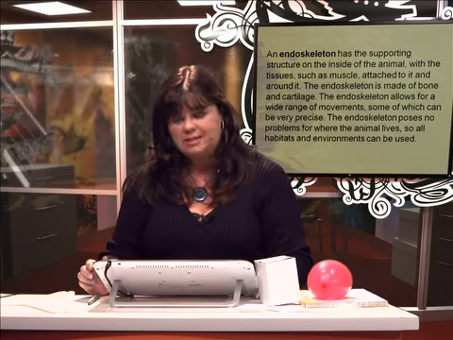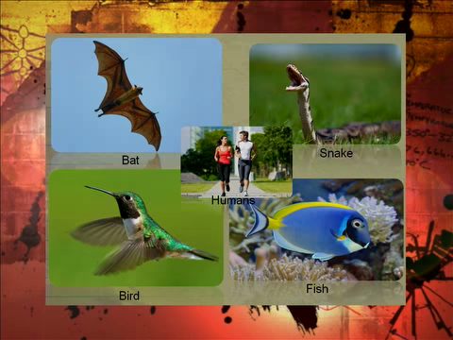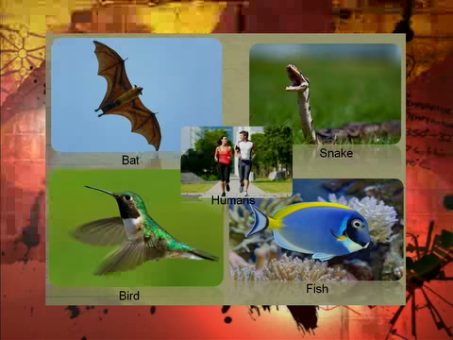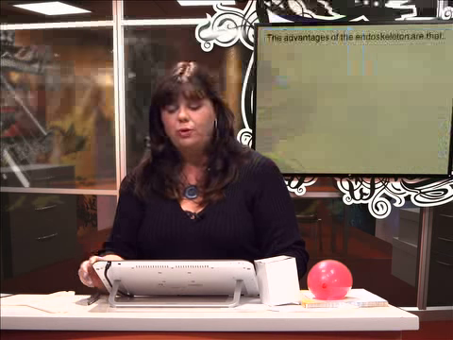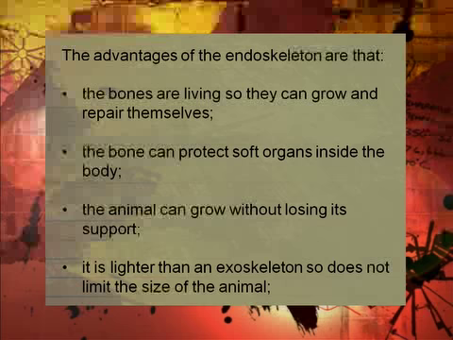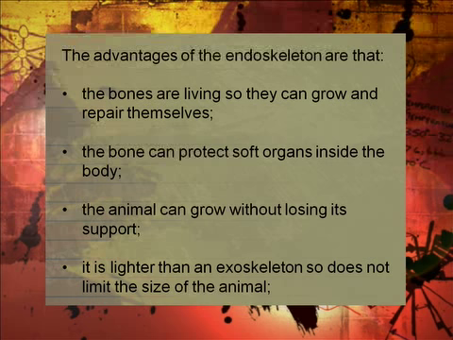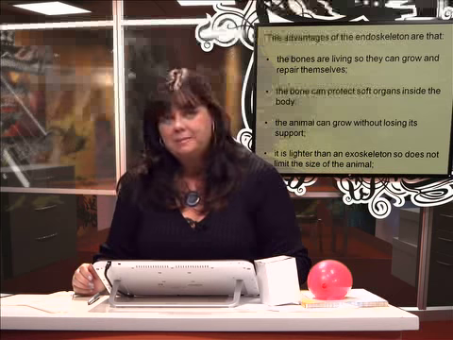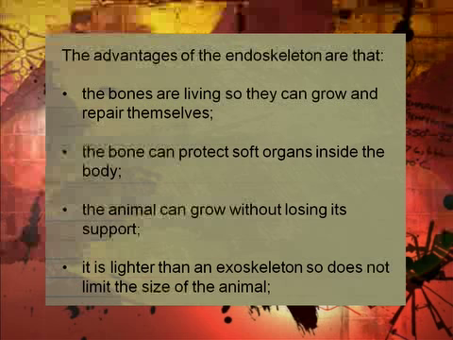It's a very advantageous skeleton to actually have, and all the organisms that you see on the screen now, the bat, the snake, humans, birds, fish, all the vertebrates have this endoskeleton, and you have the endoskeleton, which is why we're going to focus on you as an organism that has this endoskeleton. And of course you can see the huge advantages that this kind of skeleton gives you. The bones are made out of living tissue, and so they can grow and they can repair themselves if they get broken. They can also protect soft organs inside the body.